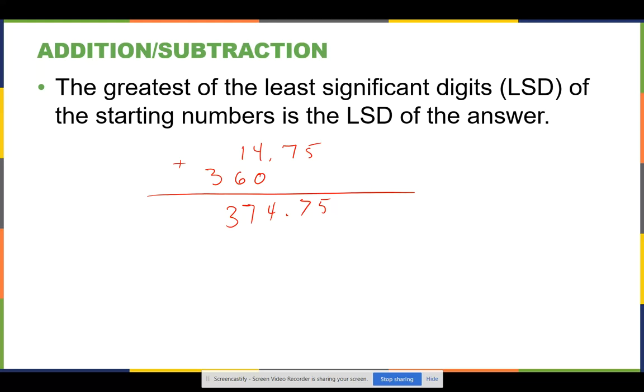So what digit, just say the number, is the least significant one, the smallest significant digit in the 14.75?